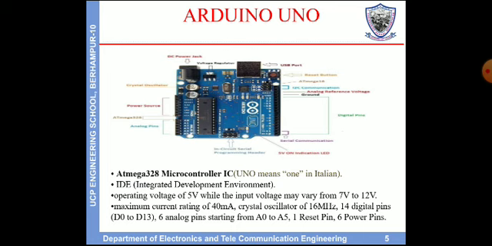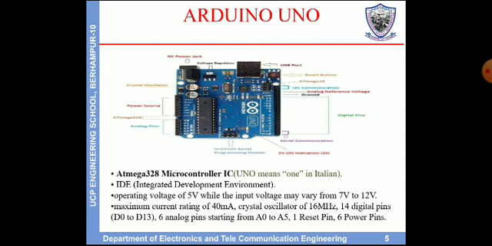Its operating voltage is 5 volt, and to operate this entire board we can supply an input voltage of 7 to 12 volt, because it has a 5 volt voltage regulator and a 3.3 volt voltage regulator, which produce the output voltages. It contains 6 analog input pins, A0 to A5. Digital pins are also there, 14 in number, of which 6 provide PWM outputs.